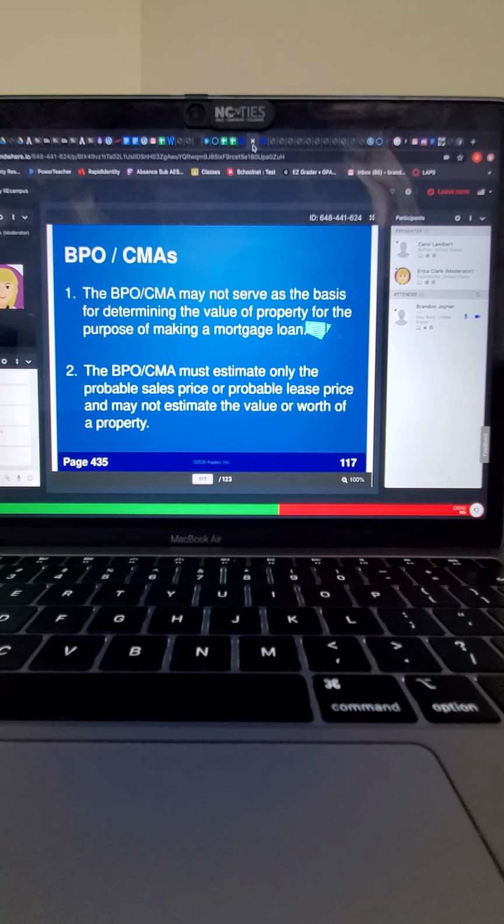And the price that you quote will be probable sales price, not value. Or you may be doing it for rental property, and then you would determine a probable monthly rent for that property.